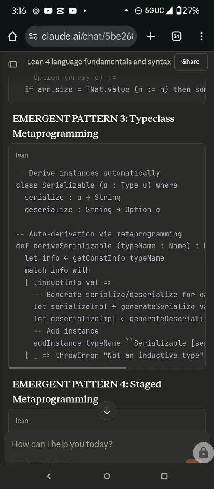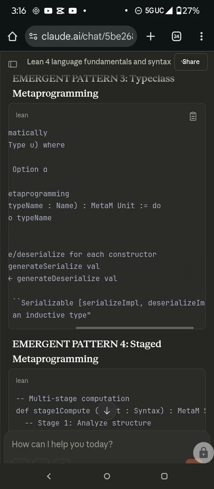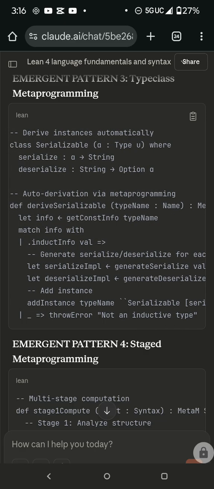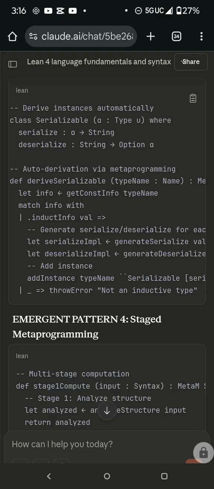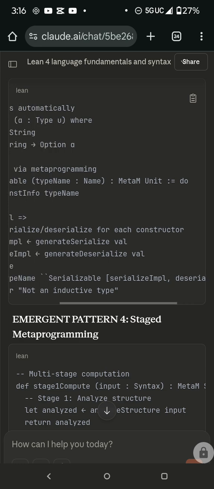It states and notes derive instances basically automatically. It suggests or figures in the manner as shown. Class serializable, structuring like this, where, and you set it like that as shown below, as indented. Then auto derivation via metaprogramming, define as shown. And doing that by letting the following and match info with and all that follow as follows, as shown here. Really, what could this do?